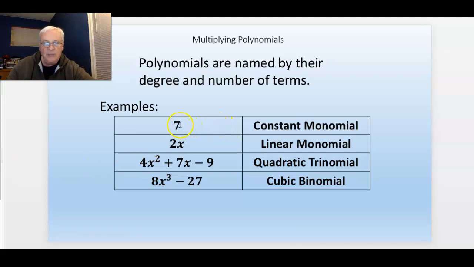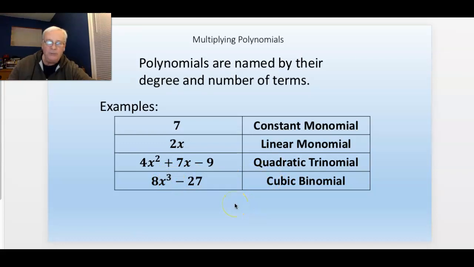For instance, a polynomial like 7, that's just a constant. It's a constant monomial because it only has one term. But 2x, that's linear. That's a linear monomial, one term again, okay? This one here that says 4x squared, that has a degree of 2. A degree of 2 is a quadratic. And this has 3 terms. So we call it a quadratic trinomial. I want you to know those. All right, the last one is just an example. It's a cubic binomial. Cubic because it has a degree of 3. Okay? Those are the ones I want you to know.